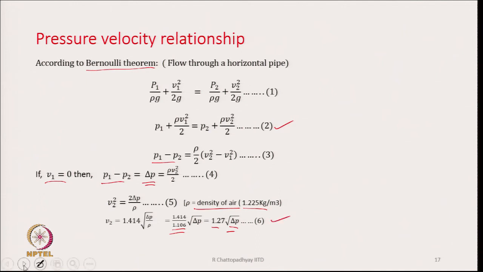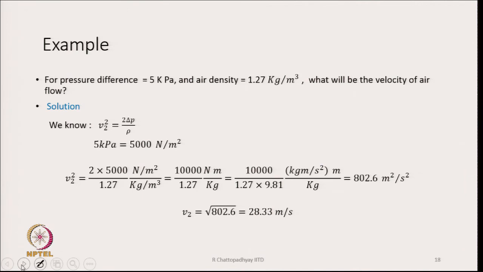This is equation number 6. An example has been given here: let us say for a pressure difference of 5 kilopascal, the density of air is 1.27 kg per meter cube. What will be the velocity of air flow? So, we use the same equation. 5 kilopascal is 5000 Newton per meter square.